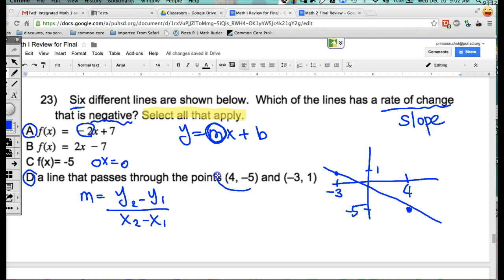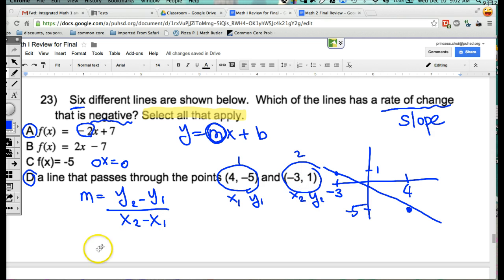So I'm just going to say that this is group 1. And I'm going to say that this is group 2. And I know that 4 is x, and I know that negative 5 is y. I know that negative 3 is x, and I know that 1 is y. And because this x is part of group 1, I'm going to put a little sub 1, a little sub 1. Because this xy is part of group 2, I'm going to put a little 2 and a little 2. And that's how I know which one is x sub 1, y sub 1, x sub 2, y sub 2.